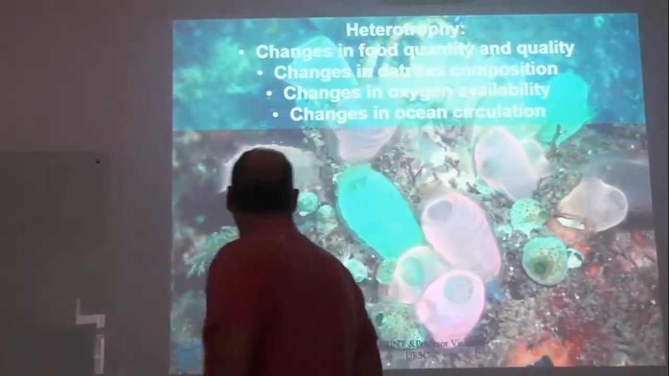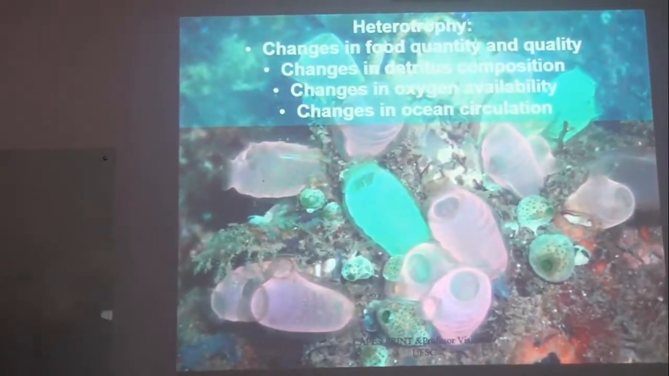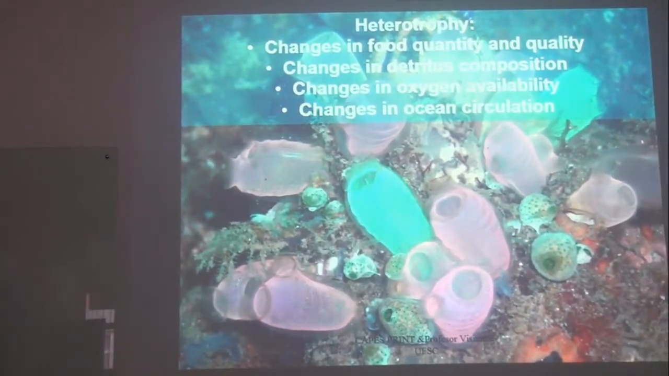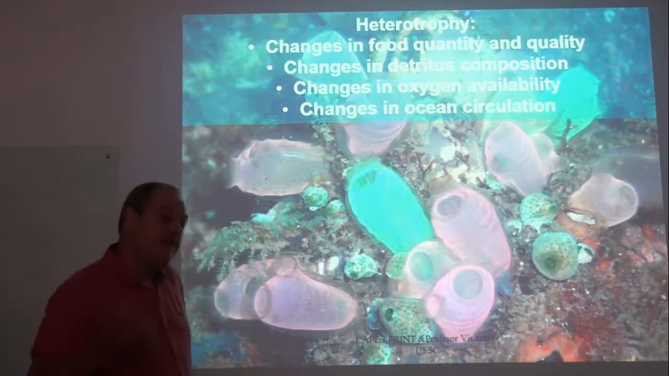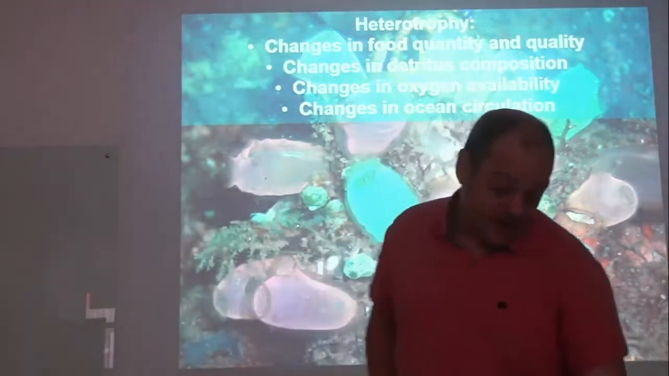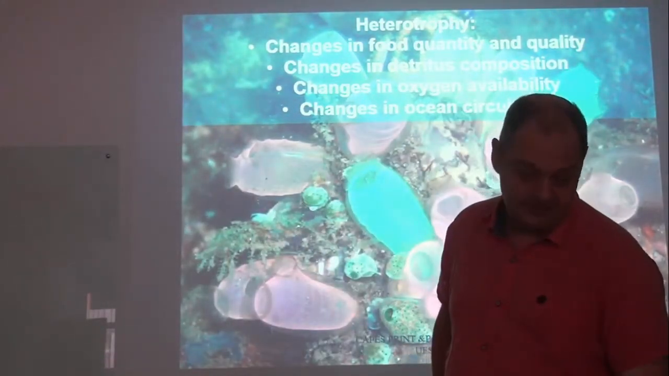The other one is heterotrophy. Changes in food quantity and quality, changes in detritus composition, changes in oxygen availability, and changes in ocean circulation. The first one is a very interesting one that is already happening.